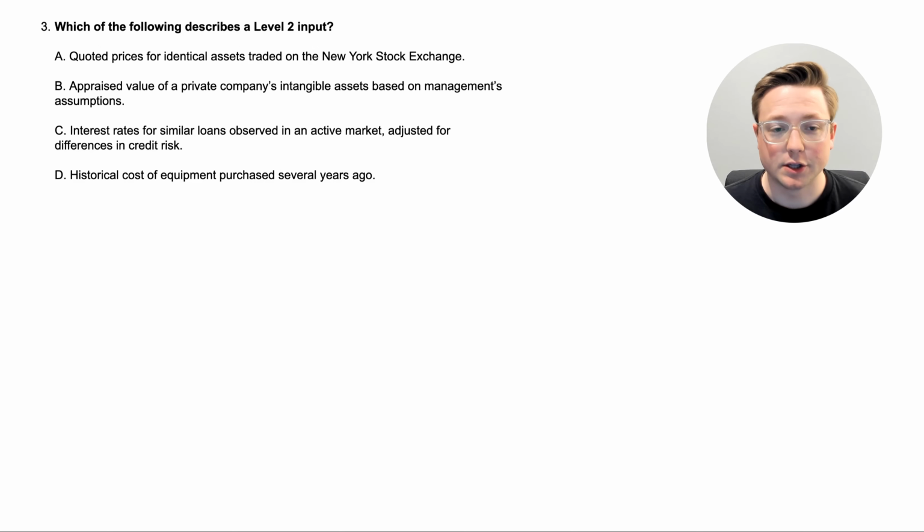All right, here we are at question 3. Which of the following describes a level 2 input? So let's read through these. A, quoted prices for identical assets traded on the New York Stock Exchange. B, appraised value of a private company's intangible assets based on management's assumptions. C, interest rates for similar loans observed in an active market, adjusted for differences in credit risk. Or D, historical cost of equipment purchased several years ago. So out of all these, what's a level 2 input? Again, if you have no idea what we're dealing with here, we're going to learn what that is in the explanation. So let's go ahead and look at the explanation to learn what a level 2 input is.